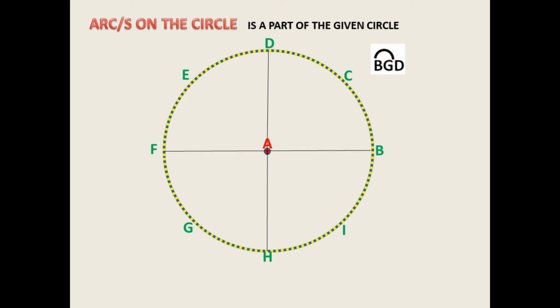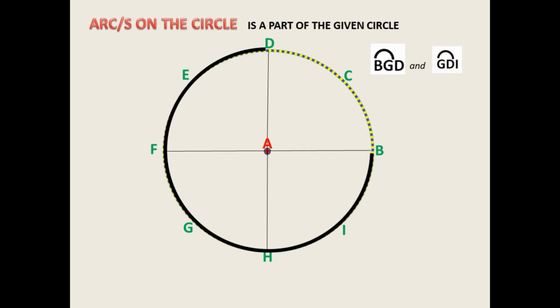So we have now arc BGD. From point B passes to point G to point D. Okay, that's arc BGD, or we can name this also as BID. So you can use any points between the two endpoints of the arc. So we can name this also as DEB.